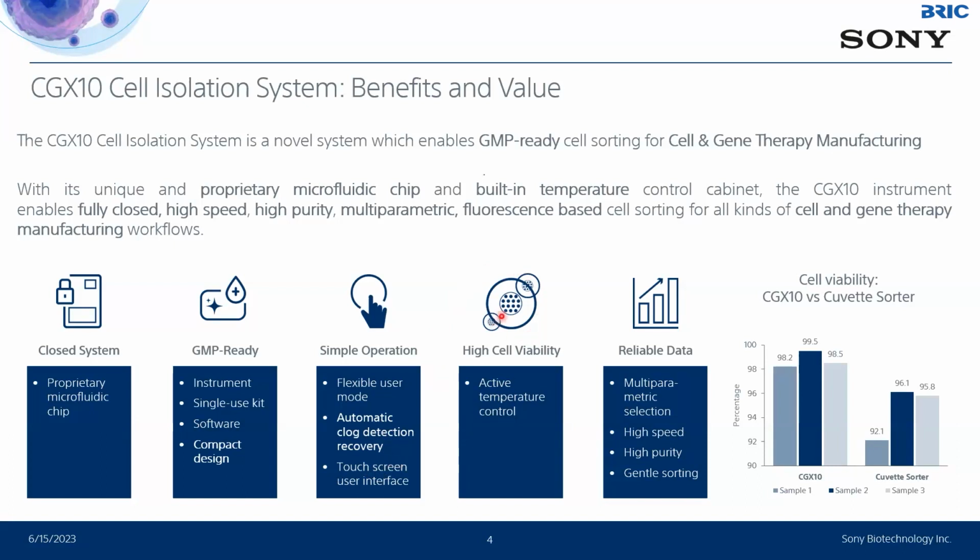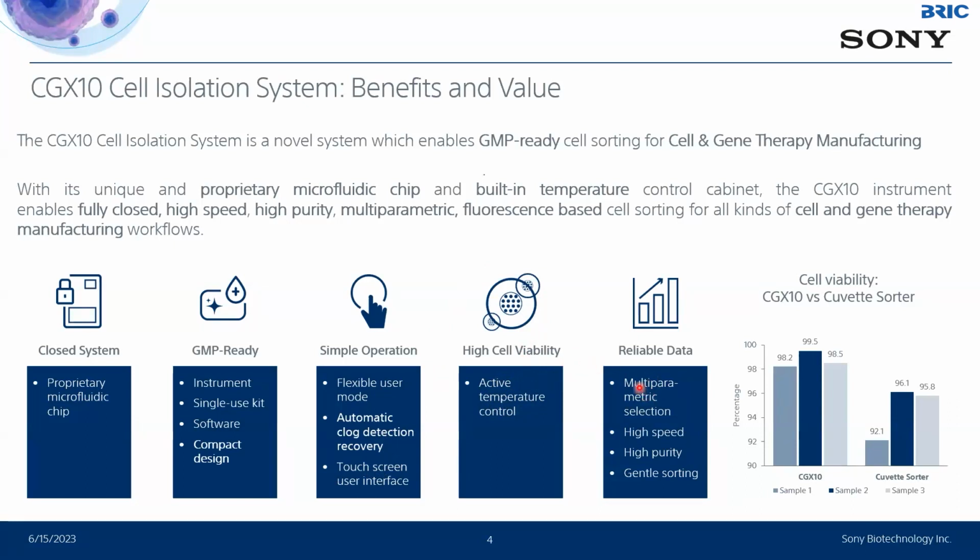The sort mechanism itself yields high cell viability. It's very gentle on the cell. And this is also further improved by the use of the active temperature control of the sample and the collection. Both the sample and the collection are controlled in temperature, and the temperature can be set to adjust to any cell type.